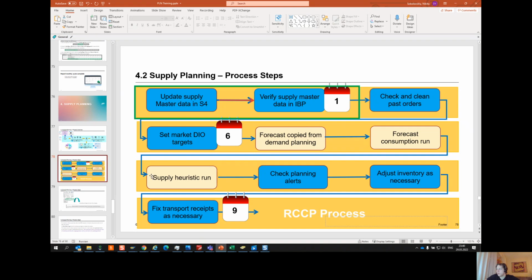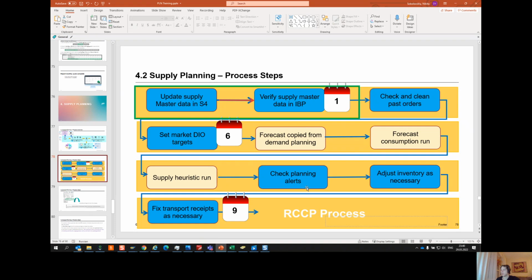So in order to provide this plan for forecast consumption, they need to run the heuristics and then the optimizer. Then they check planning alerts. It means, for example, if the automatic algorithm is not able to cover the demands, like physically.